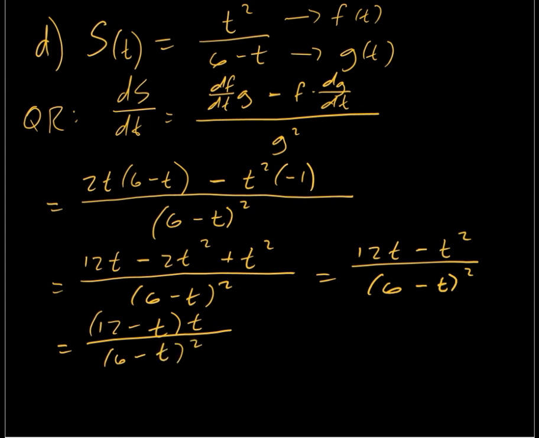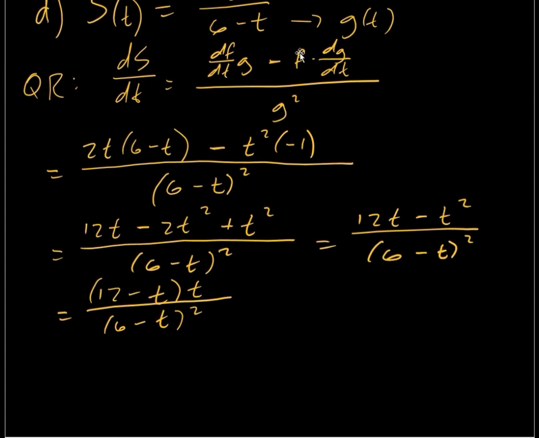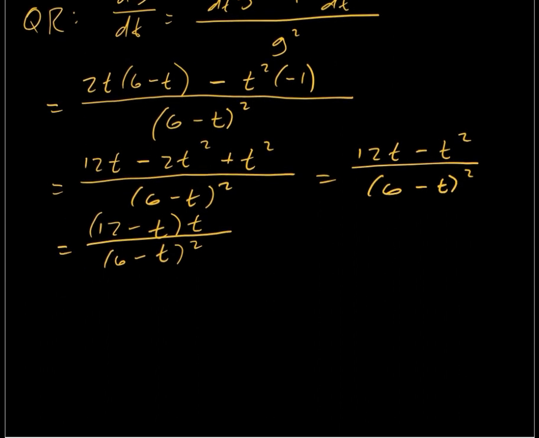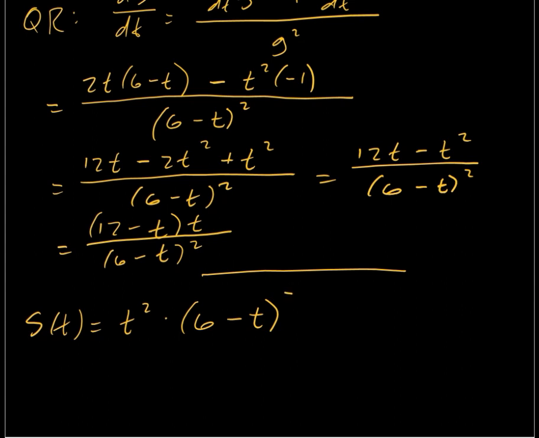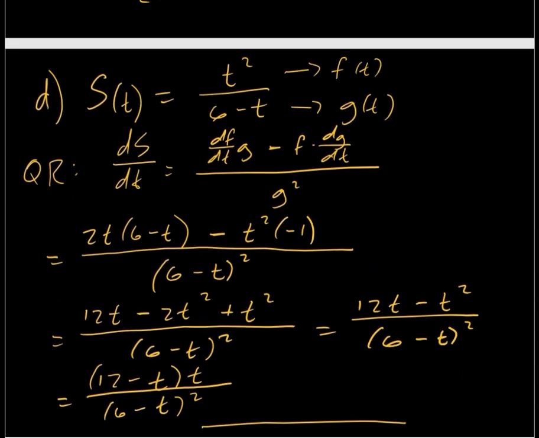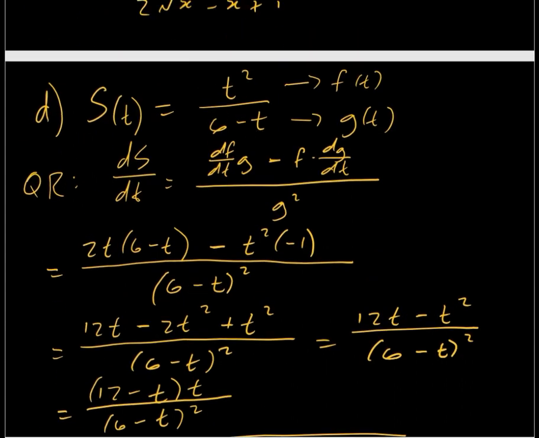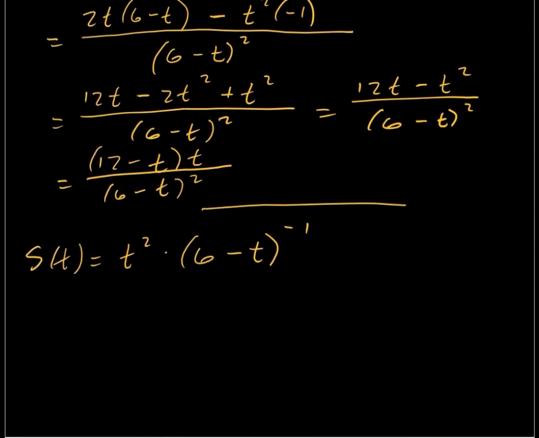So let's just do this one again quickly, but a bit differently. Without using the quotient rule, you can use the product rule as well. You can do it like this. We can write s of t as t squared times (6 − t) to the power negative 1. Remember, if something is under the division line, it has a negative exponent. And now we can use the product rule instead of the quotient rule.